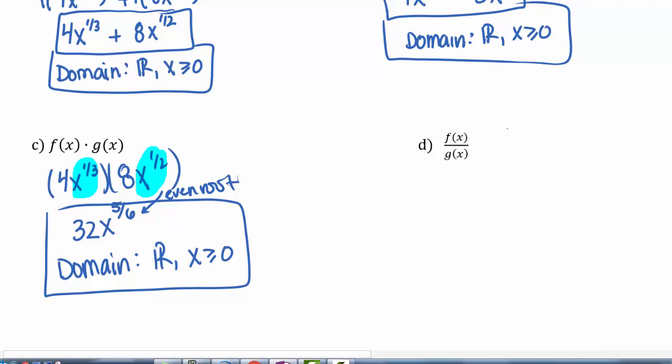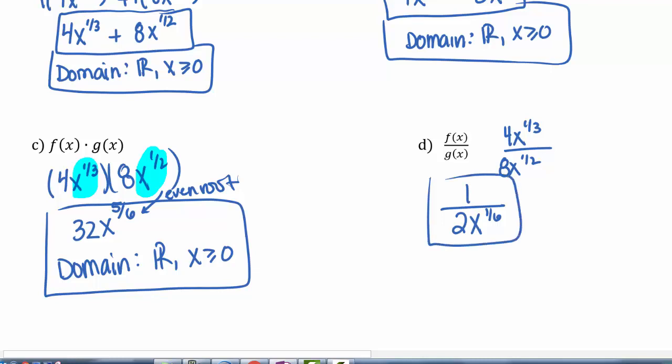Now I have f divided by g: 4x to the 1/3 over 8x to the 1/2. 4 divided by 8 is 1/2. Now I have x's on top and bottom, and 1/2 is bigger than 1/3, so my x's are going to stay on the bottom. Then I subtract the exponents, because when I divide, I subtract. That gets me 1/6. So 1 over 2x to the 1/6. And then I have my domain.